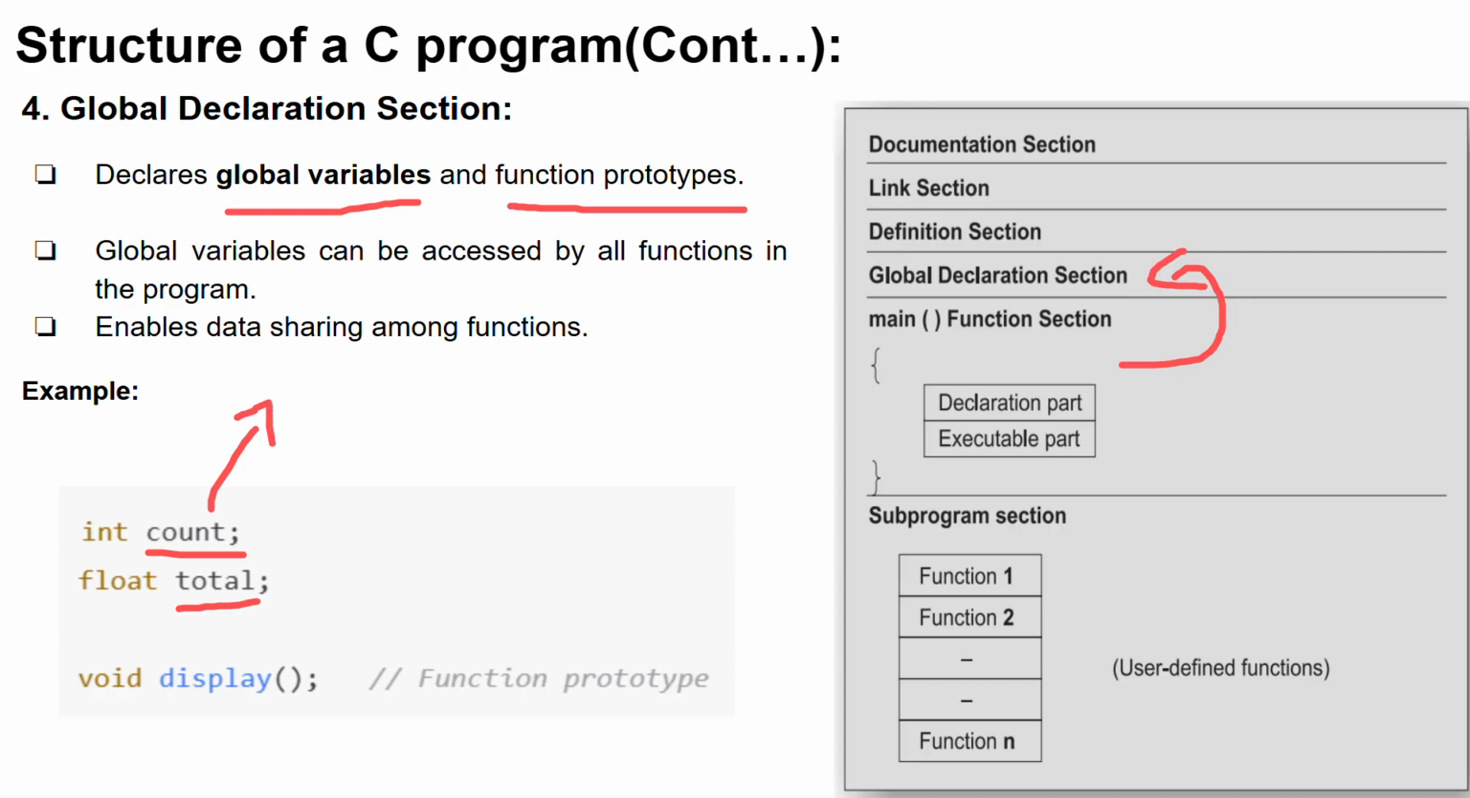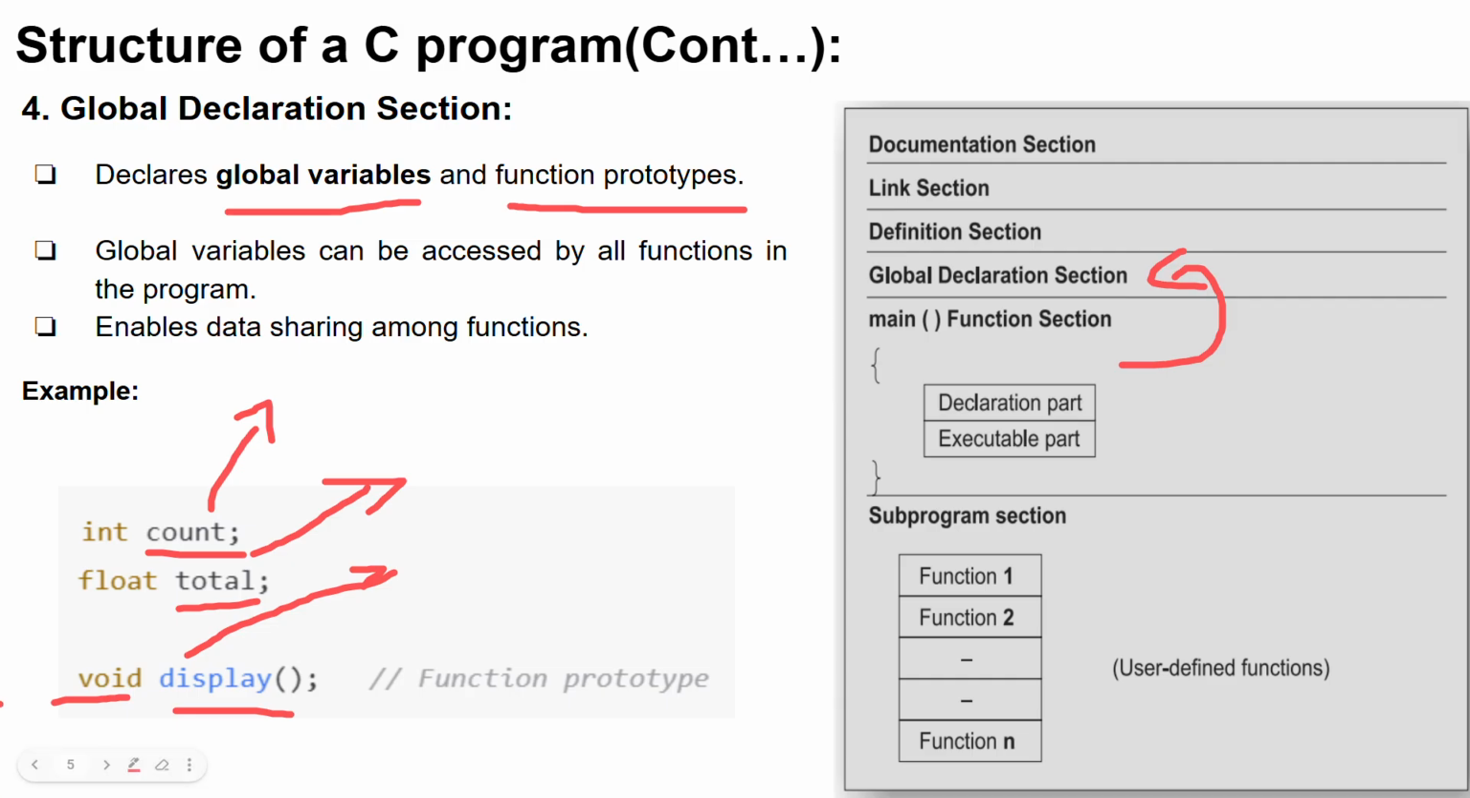Count is an integer which was defined, but it is not defined in the main function. It was defined before the main function. So for that reason, count and total will be called global variables. Similarly, the function prototype, so this display will be defined as a void type, and that also we are defining before the main function, so we'll call it a function prototype.